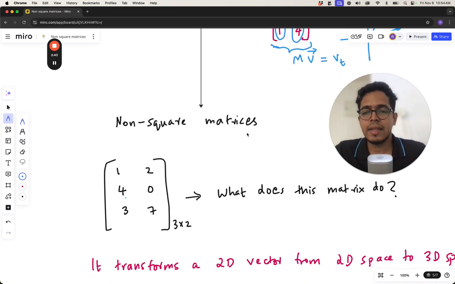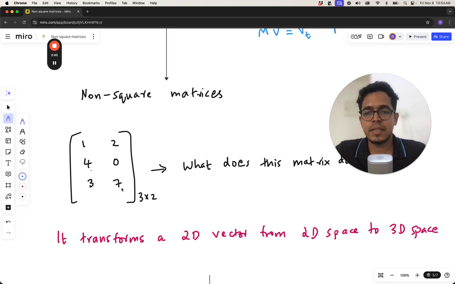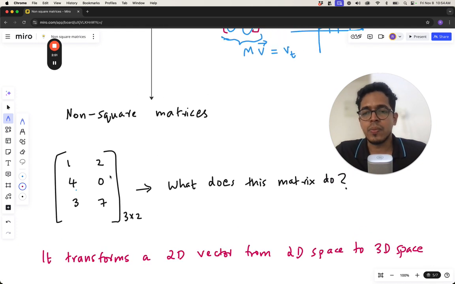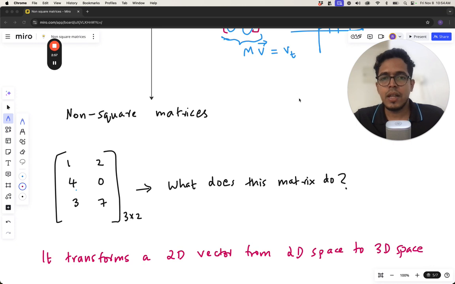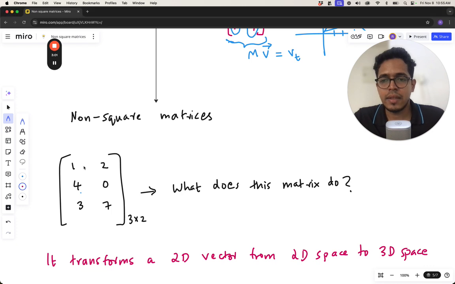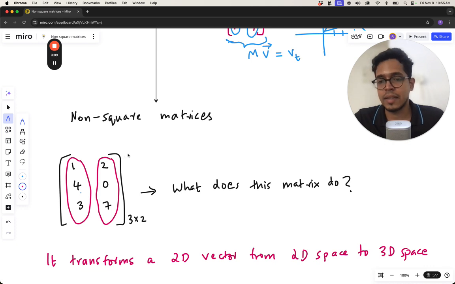So let me take an example of a non-square matrix. This is a 3 by 2 matrix. So you have 2 columns and 3 rows. What does this matrix do? And on what type of vectors does this matrix act? So if we go by the logic of what the columns represent, we know that the first column represents the position where the I vector lands. The second column represents the position where the j vector lands.